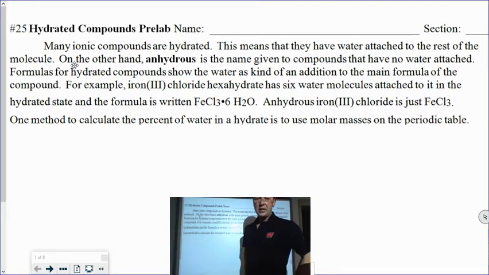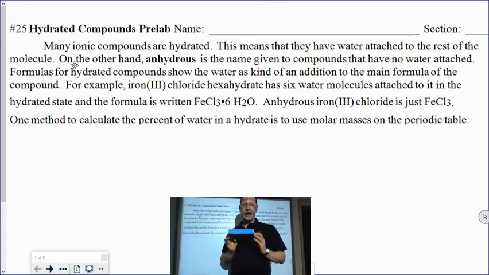So we'll start with going over this top part. It says many ionic compounds are hydrated. This means that they have water attached to the rest of the molecule. On the other hand, anhydrous is given to compounds that have no water attached. So a dry sponge would be like an anhydrous compound. Water inside the sponge would be like a hydrated compound.